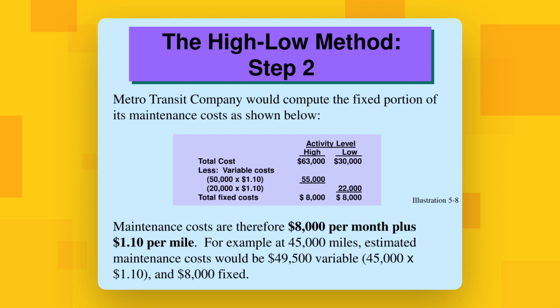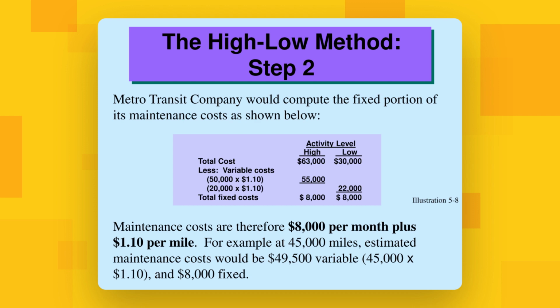For example, at 45,000 miles as your estimate, what would be your cost? Just multiply 45,000 miles by 1.10 and add the 8,000 fixed, and the total here is 57,500. Okay, very good.